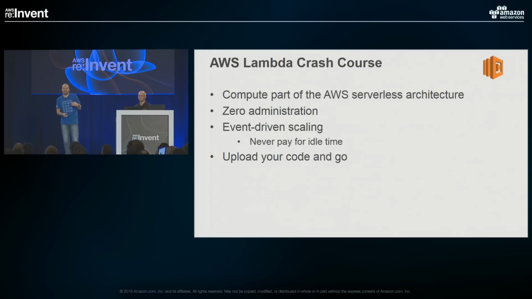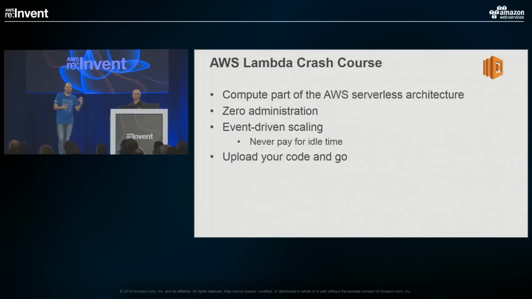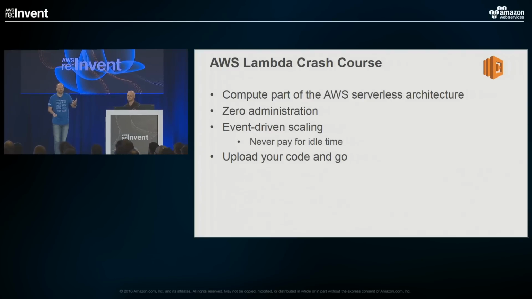So Lambda is considered the compute part of the AWS serverless architecture, and it has zero administration. In this world, we are not thinking about what EC2 instances do I want to have, what's the instance type, how do I set up my load balancers or auto scaling. In the serverless world, all that's taken care of for you. All you're really going to do is say, for my Lambda function, how much memory do I want to dedicate to that function?